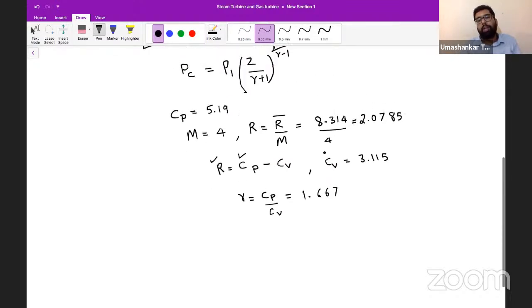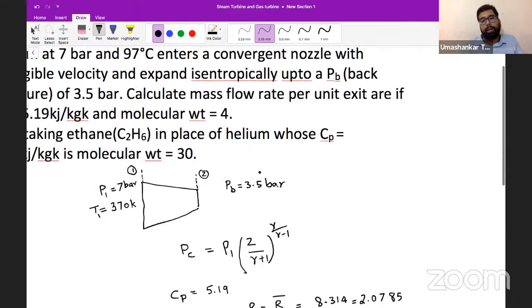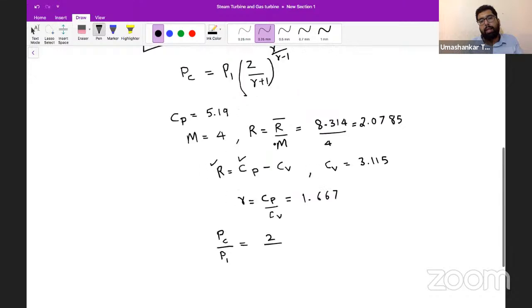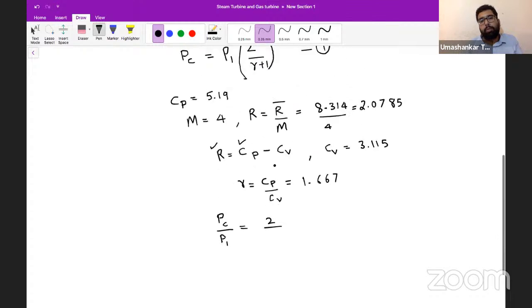So we have this value of gamma. So we can have the value of the critical pressure ratio, PC by P1. Let us put the value of gamma in this equation, equation number 1. So can you tell me what is coming out to be?